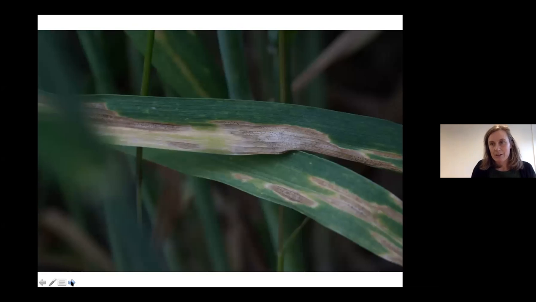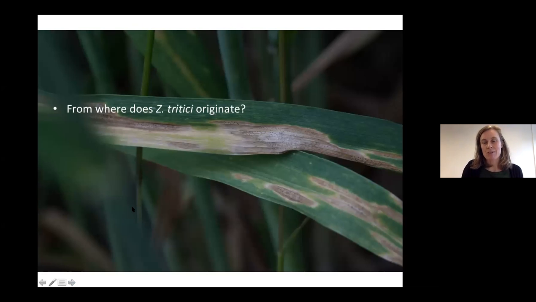So some of the questions that I have been interested in since I was a PhD student is the origin of Septoria tritici. So this, you can say, pandemic pathogen, where did it come from? And we have over the years been able to geographically localize the center of origin of this pathogen, but we still have a lot to do in terms of understanding the processes whereby this pathogen emerged, the speciation of the pathogen.